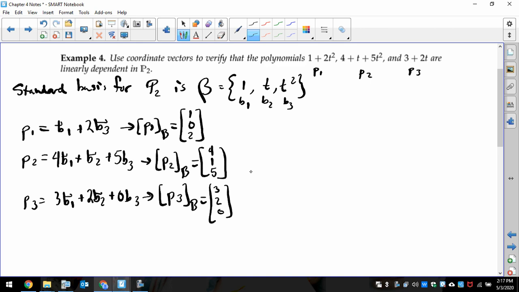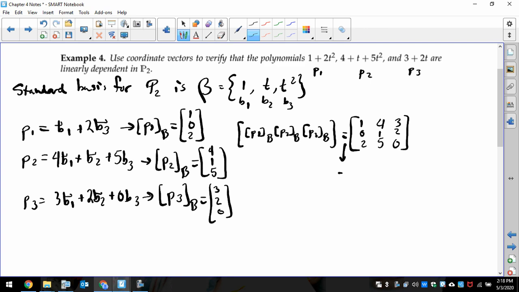Okay, so now we want to see if these are linearly independent or linearly dependent. So let's just use the same method that we've always done to determine if vectors are linearly independent or dependent. Let's put the b coordinates of p1 down in the first column, p2 in the second column, and p3 in the third column, and then we'll just row reduce. So what we've done is we've changed polynomials to real vectors, and then we augmented those real vectors into a single matrix. You could call this the coefficient matrix, and then we just want to row reduce.